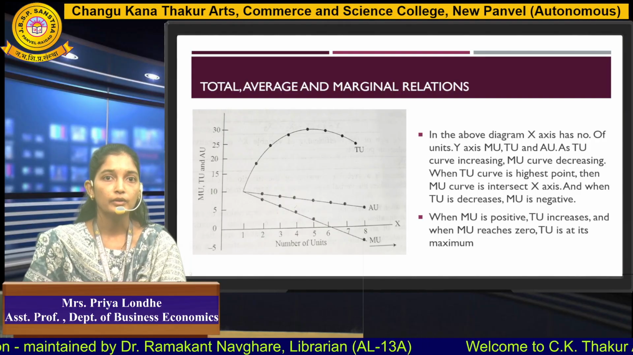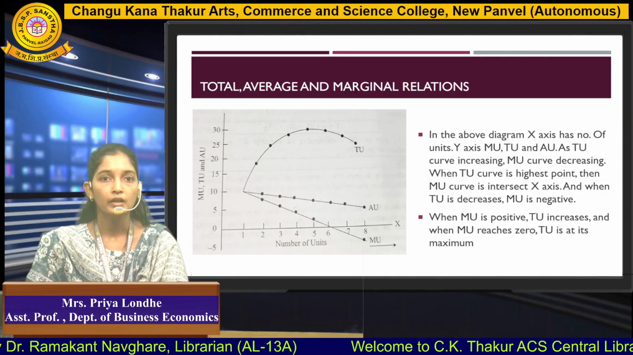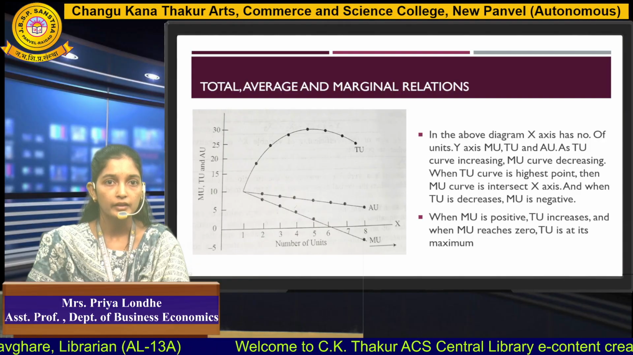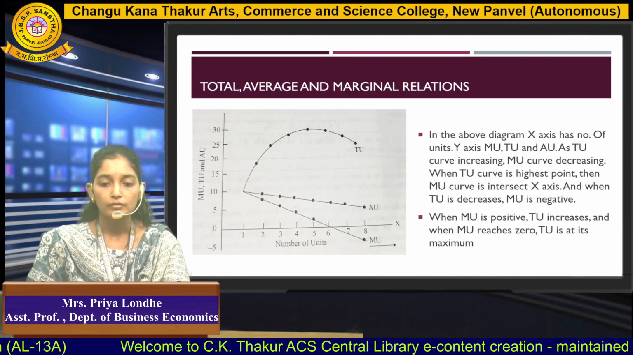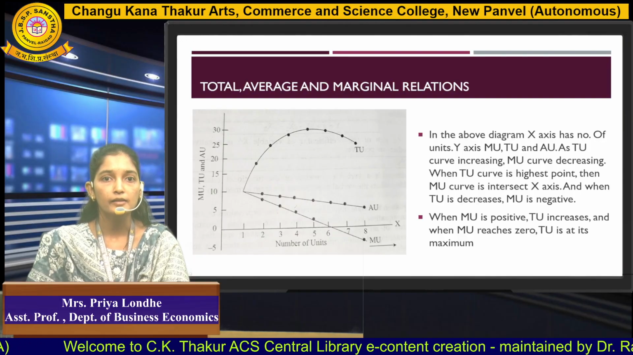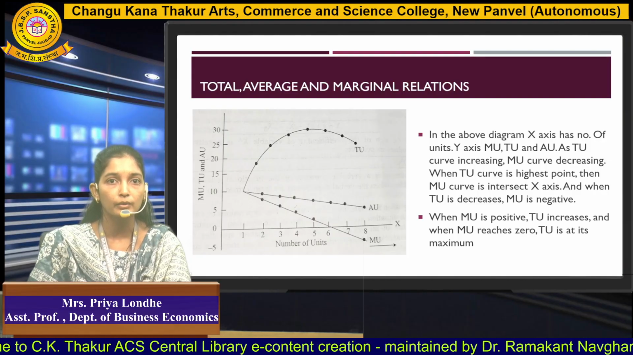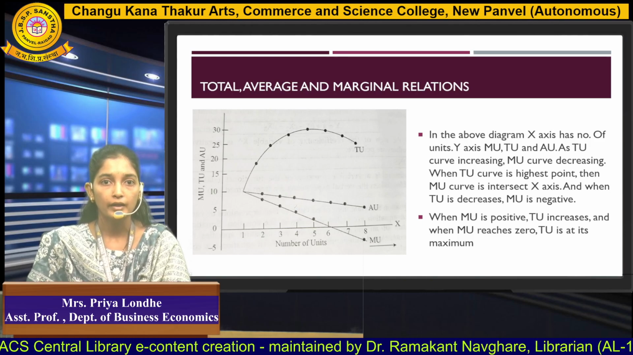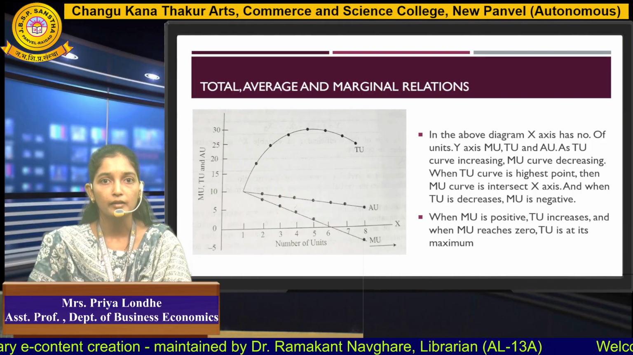We can see the total utility curve is increasing. When the consumer consumes the first unit, total utility is 10, and for the second unit it is increasing. At some point, when the consumer consumes the fifth unit of the commodity, the total utility becomes the maximum, as we can see in the diagram. When the fifth unit is consumed, the total utility is at its maximum point.